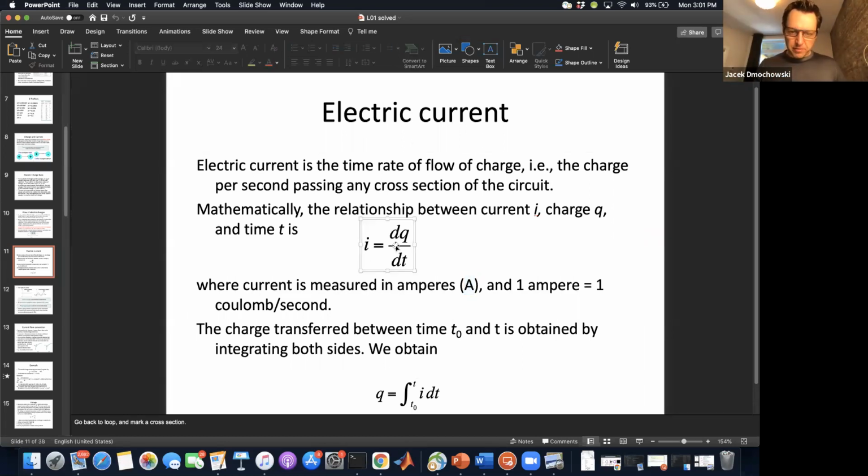So hopefully you remember from calculus class that if you integrate both sides of this equation, you arrive at an expression for the charge as a function of current. So if you integrate the current, you get the charge. And again, pay attention to the integration limits. Q is the amount of charge that has passed through a point between time points t0 and t.